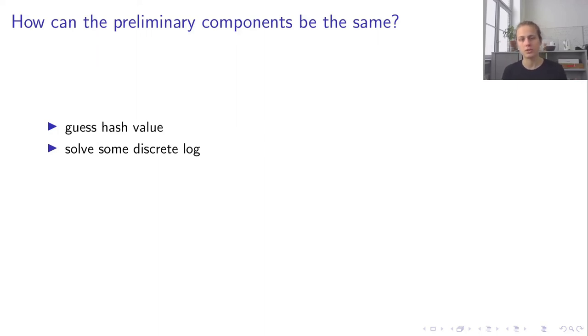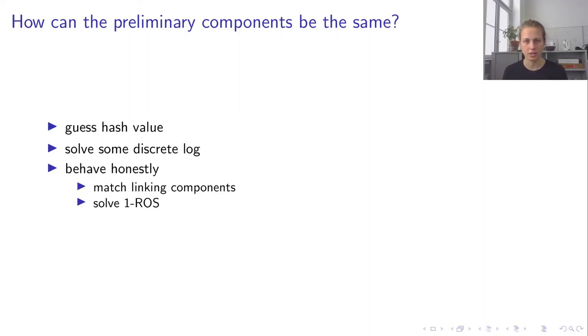So we provide a reduction that solves discrete log if the adversary generates these matching preliminary components to the actual components. And then the last case is, of course, for honestly created signatures, these preliminary components are the same as the signature components. And so this means, first of all, this one special case where the linking components are mismatched cannot occur. And the other case is we now have two signatures that belong to the same signing session. But in order to match the preliminary components here, the adversary would need to solve a one-ROS problem. And we have seen before, the one-ROS problem is statistically hard. So this means that for our reduction, the probability that the adversary generates the bad case for the reduction is very low. Thus, our reduction can solve the discrete logarithm problem.